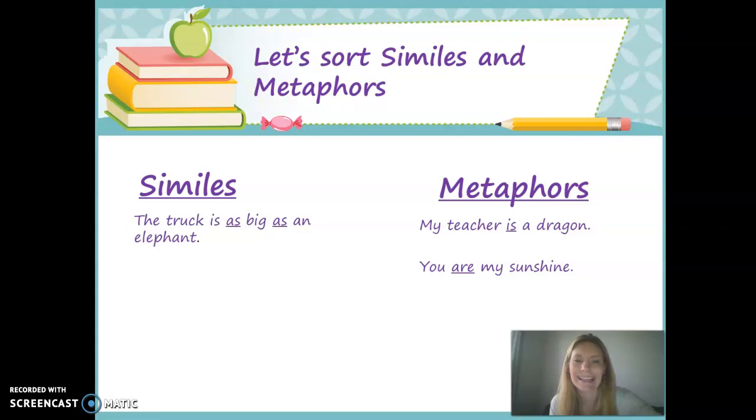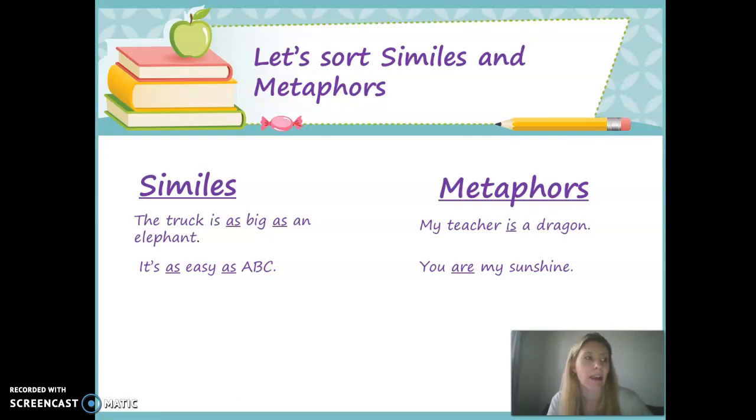It's as easy as ABC. Listen again. It's as easy as ABC. Will that go under simile or metaphor? Correct. It's as easy as ABC. Notice the word as has been used in the sentence. It's comparing a task to knowing ABC.